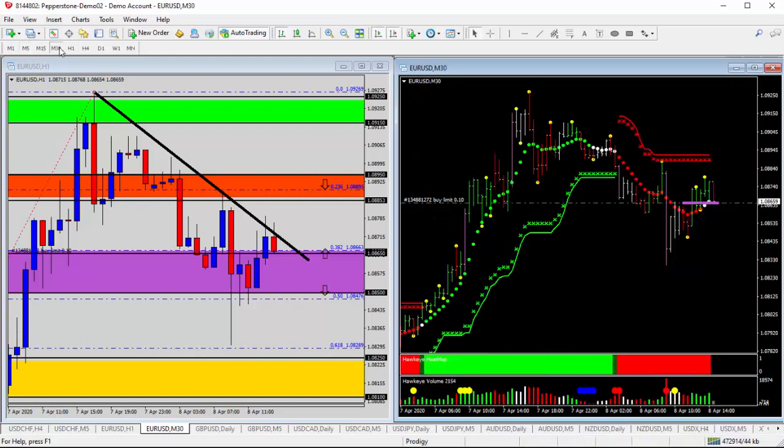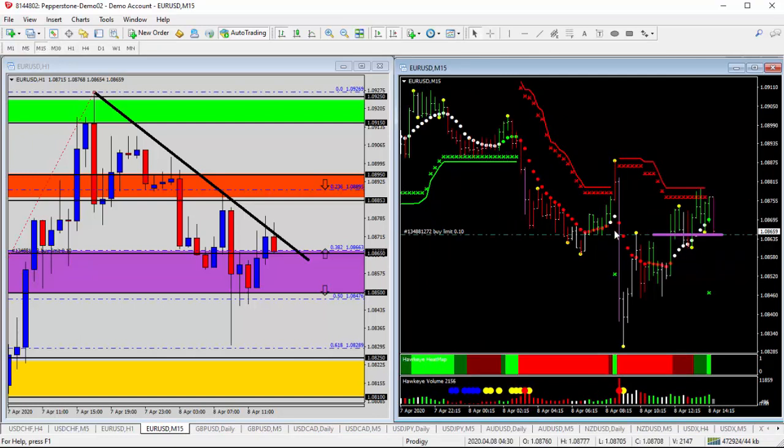Our larger time frames are also starting to turn a little bit bullish here. You can already see the 15-minute has turned bullish across the board. You see the trend dot, heat map, volume, all green down here. So buying becomes our overall theme today for the euro dollar.